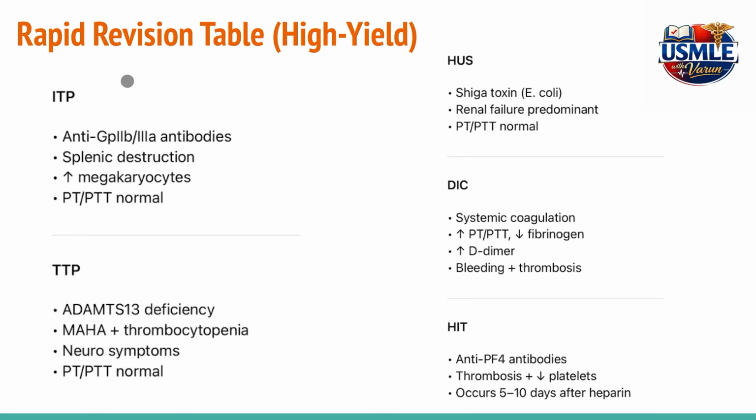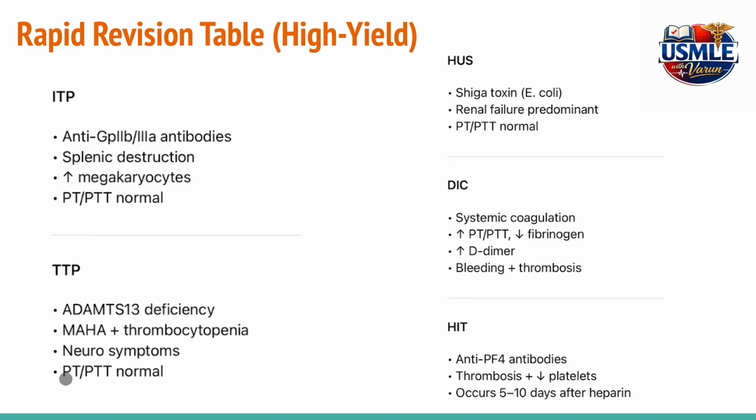Now let's quickly revise the entire module. ITP is autoimmune with GP2B3A receptor autoantibodies. This is associated with splenic destruction, increased megakaryocytes, and the typical feature is that PT and PTT are normal. In thrombotic thrombocytopenic purpura, there's a deficiency of ADAMTS13, and this leads to microangiopathic hemolytic anemia and thrombocytopenia along with neurological symptoms, fever, and renal dysfunction.